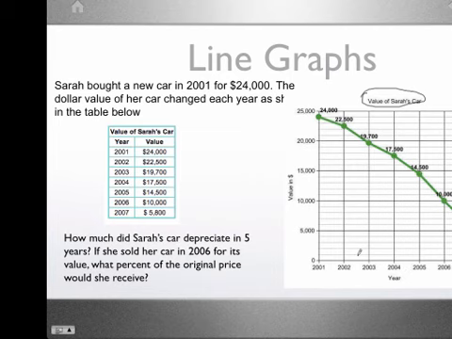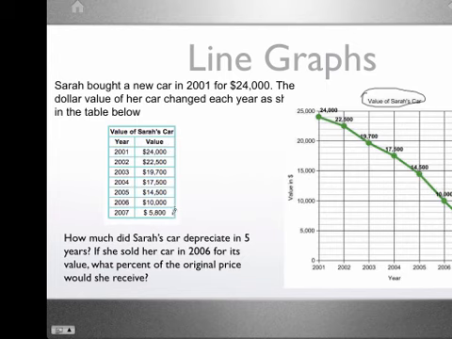Now, oftentimes we see word problems, and we need to make sure that we understand them. That's the first part of working out a word problem. So let's read this. Sarah bought a new car in 2001 for $24,000. The dollar value of her car changed each year as shown in the table below. Here's the table they gave us, and we created a line graph to go along with it. So in 2001, the value of the car was $24,000.